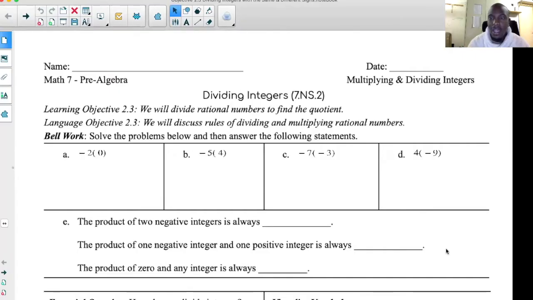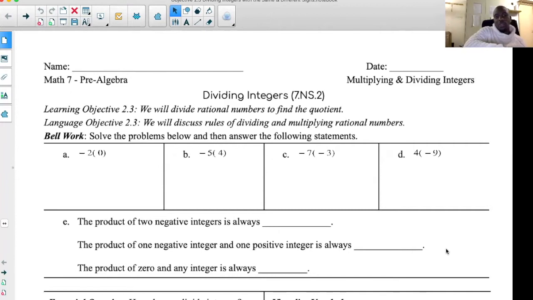As usual, with every lesson that we have, the first thing I would like you to do is work on the bell work. If you look here, you'll notice that there is a bell work. It is solving the problem below and then answering the following statement. Let me give you about a minute or so at this point in the video. You can pause the video to answer the bell work questions, and then I will go over it. So take a second, see if you can answer each one of these.